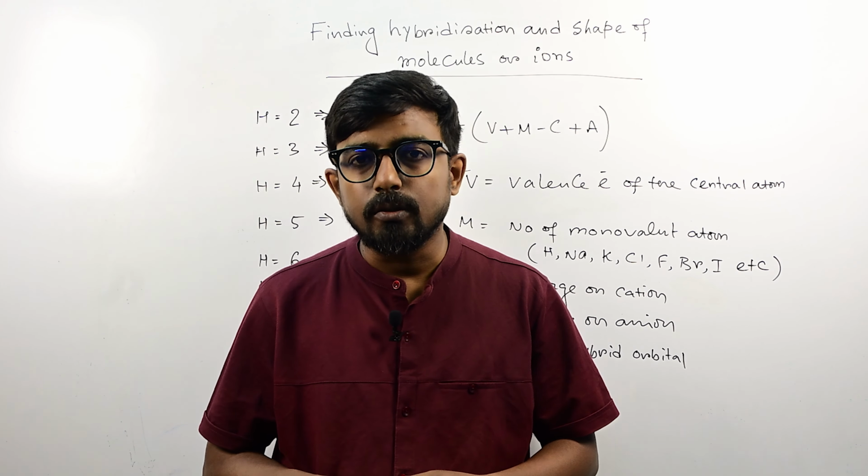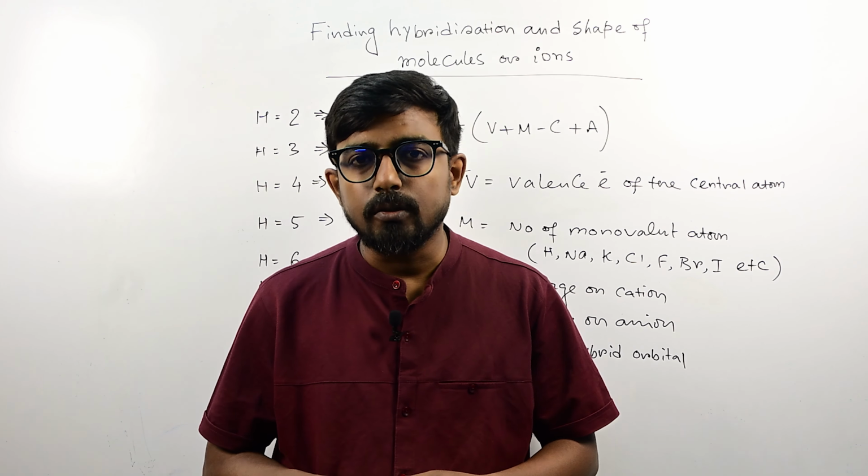Next we will start the fifth structure, that is BF3. So first we will find the value of H. The atomic number of boron is 5, so the valence electron is 3. Now how many monovalent atoms are present here? 3. So the value of H will be 3.